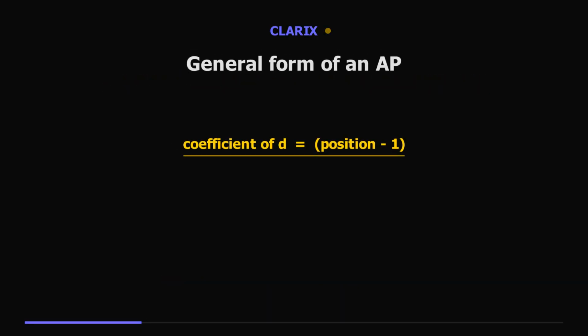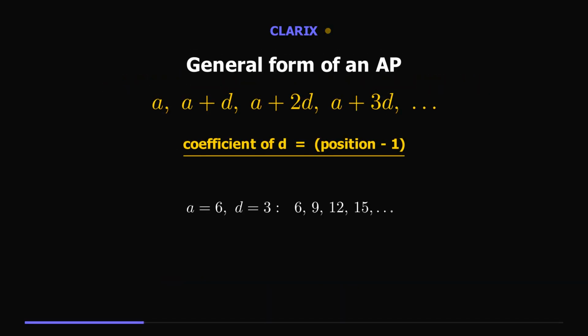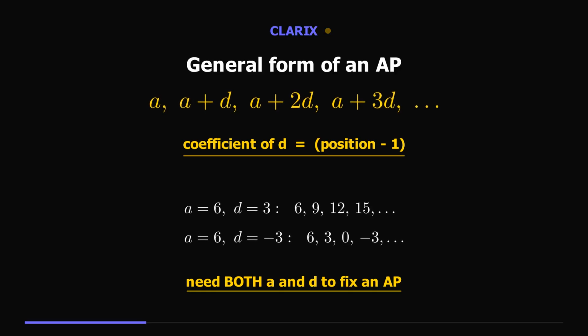If the first term is a and the common difference is d, the whole list looks like this: a, then a plus d, then a plus 2d, then a plus 3d. This is called the general form of an AP, and notice the number in front of d is always one less than the term's position. One more distinction. If the list stops, like heights 147 up to 157, it's a finite AP and it has a last term, which we call l. If it runs on forever with those three dots, it's an infinite AP, with no last term.